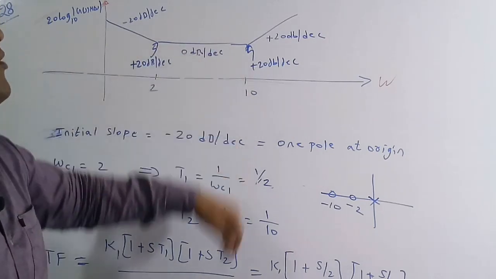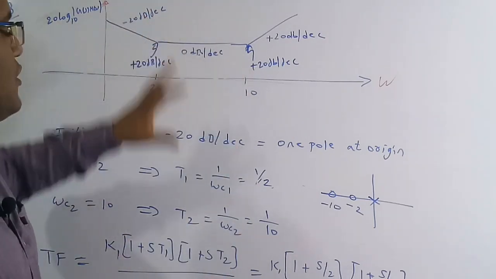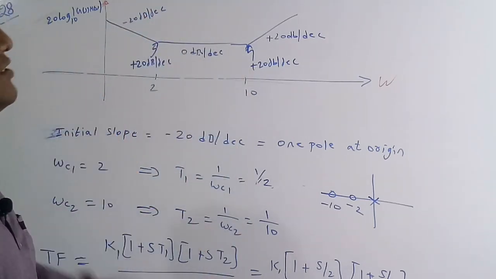So based on this, we have plotted this diagram and then we have figured out the transfer function, the open loop transfer function of the system.